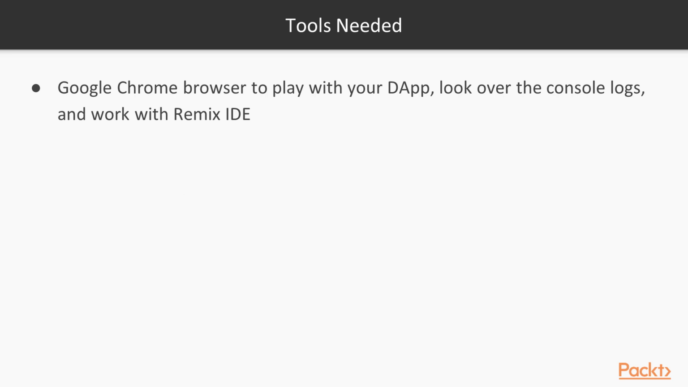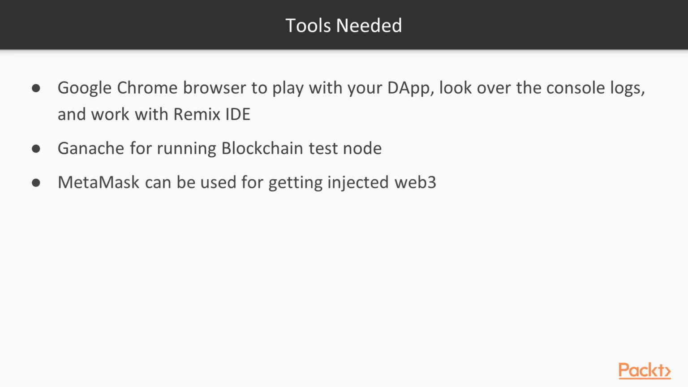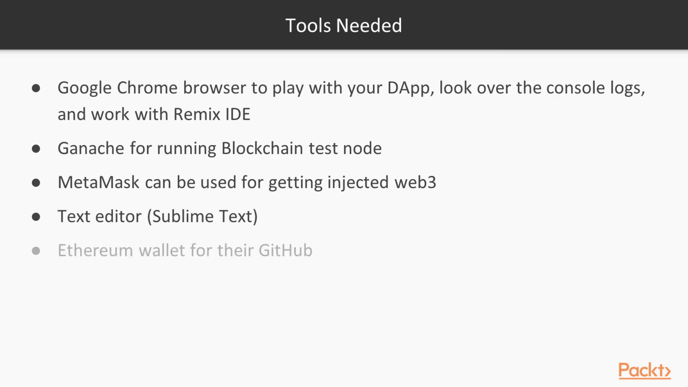The tools we will be needing are the Google Chrome browser. The Remix IDE, we need to use it on the Google Chrome browser since we will be using MetaMask on it. We need Ganache for running a blockchain test node, the MetaMask extension for injected Web3, any text editor, preferably Sublime Text, and an Ethereum wallet to actually deploy a contract.